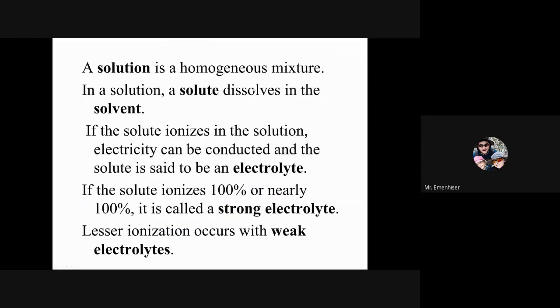A solution is a homogeneous mixture. In a solution, a solute dissolves in the solvent. So the solute is what is in smaller amount, and it will be mixed into the solvent. If the solute ionizes and forms ions in the solution, it can conduct electricity, and we call it an electrolyte.